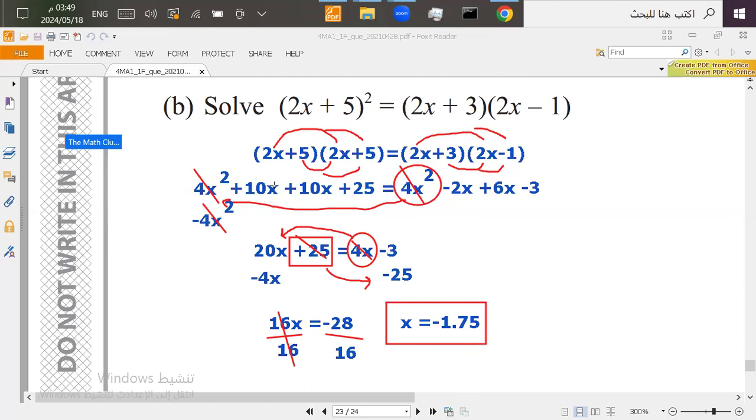Focus on the steps, focus on expanding brackets, and focus on simplifying after expanding. Focus on the signs because the signs change everything. That's it for this question. Let's move on to the next question.